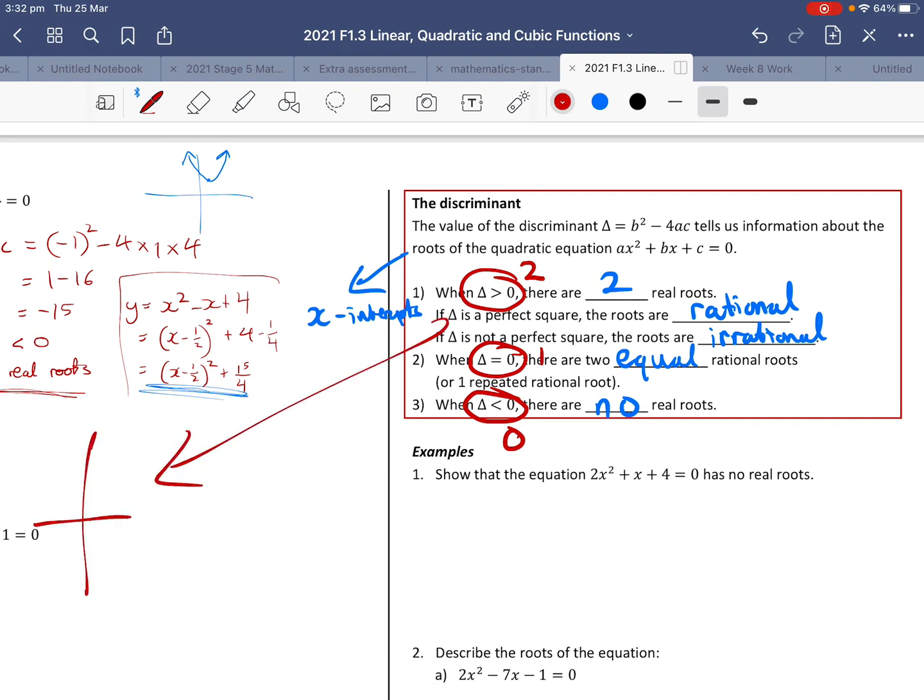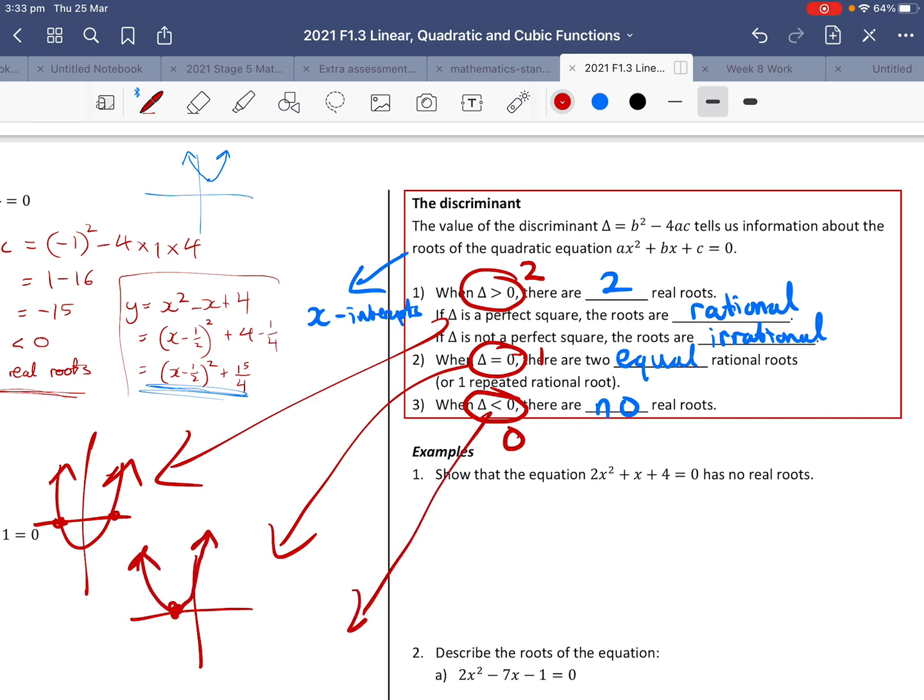E.g., this is some quadratic like this, where it intersects twice. This one might be a quadratic that has its turning point on the axis, and the last one will have a turning point there, and so it will not cross the x-axis at all.